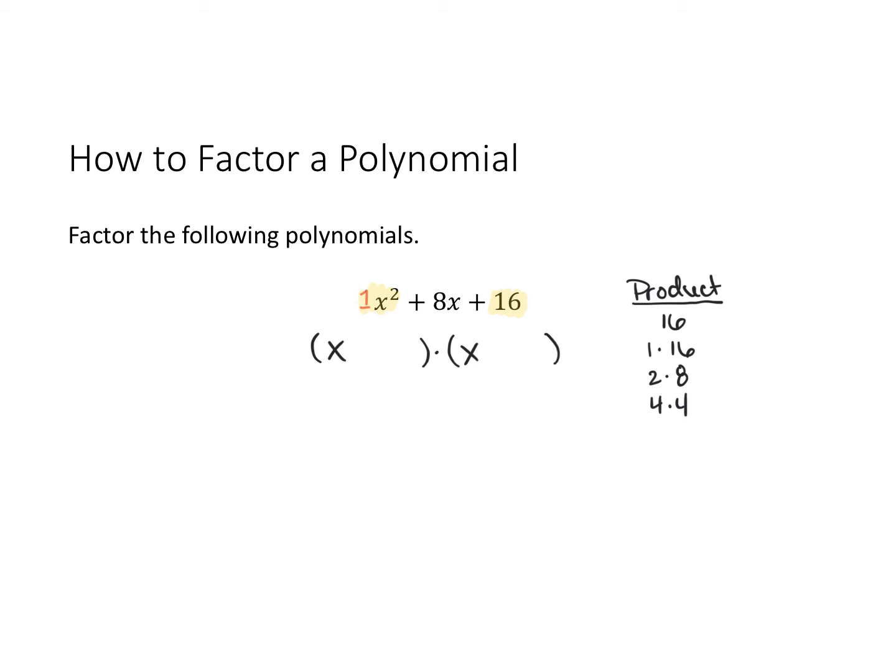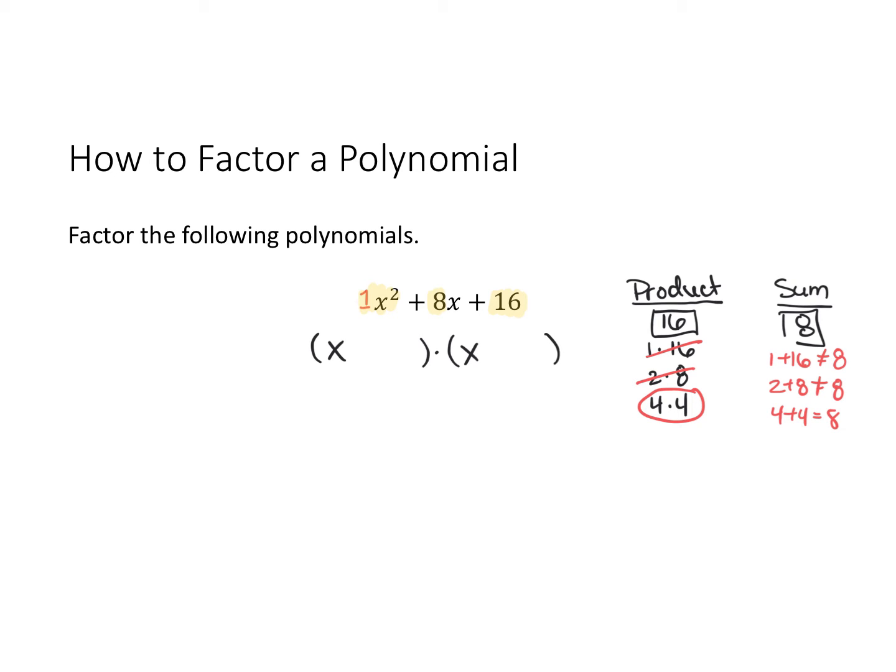And then the next thing that we want to do is we want to take a look at the middle term, or the coefficient of the middle term, so that 8. And when we are looking at the factors of 16, we also want to consider which factors of 16 will give us a sum that equals 8. So 1 plus 16 does not equal 8, so we don't want to use those factors. 2 plus 8 does not equal 8, so we don't want to use 2 and 8. But notice that 4 plus 4 equals 8, so we're going to use 4 and 4.